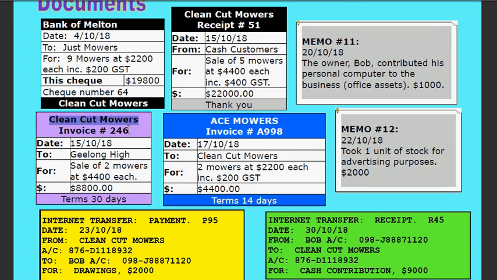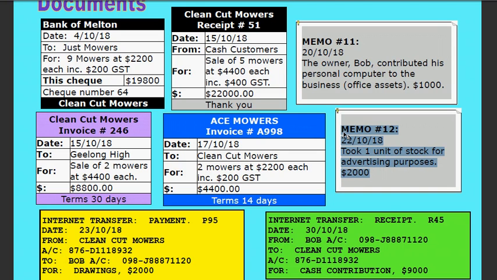This one here, Clean Cut Mowers, is an invoice. An invoice is a record of a credit transaction. In this case, the business has sold stock to a debtor called Geelong High. So Geelong High owe the business, that is Clean Cut Mowers, $8,800 because of the credit sale of stock. Here's another invoice, but this one comes from the creditor or supplier of the stock on credit. In this one, our business, Clean Cut Mowers, owes Ace Mowers $4,400 because it has purchased stock on credit. It has 14 days to pay that amount.